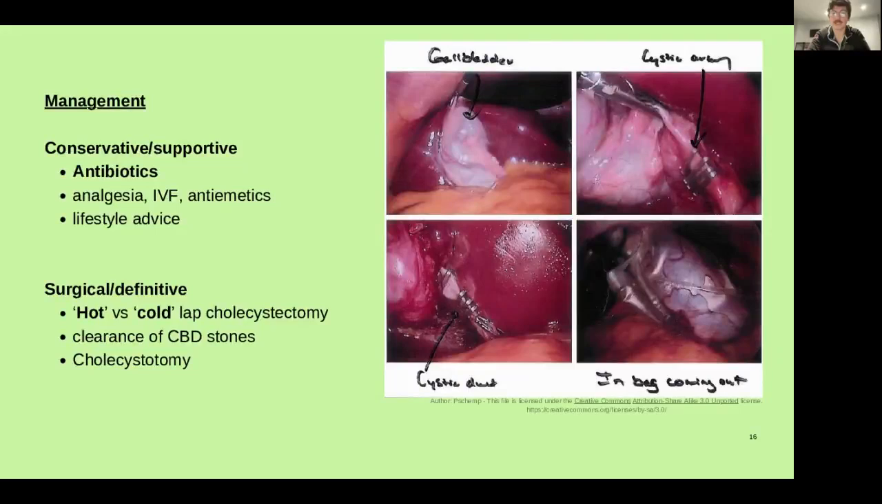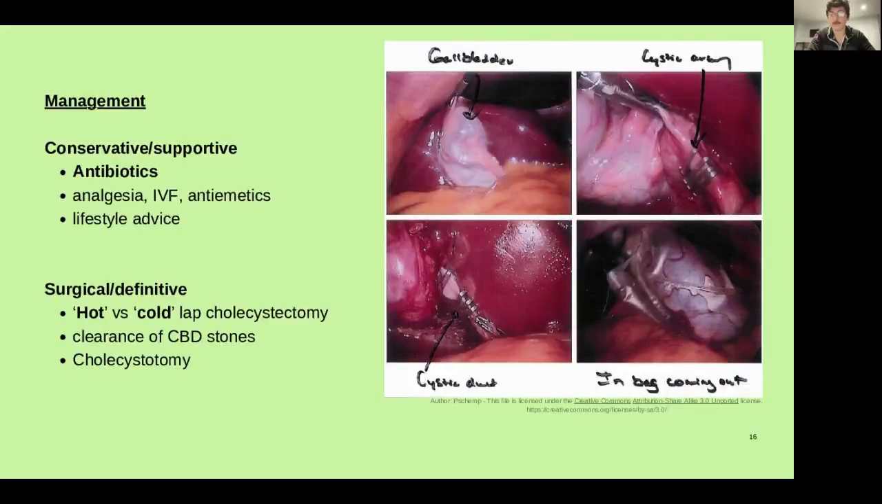So if you can't get it in that window, or surgeon preference, whatever it is, then you can do a cold one, where you treat them conservatively at the beginning in the acute phase, you give them antibiotics, and then you bring them back for an elective lap chole later on once everything's settled down. So you can do it either way. It kind of depends on local guidelines, surgeon preference, whether you've missed the window of opportunity.